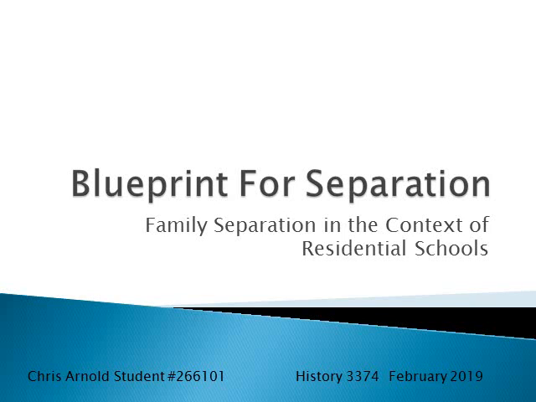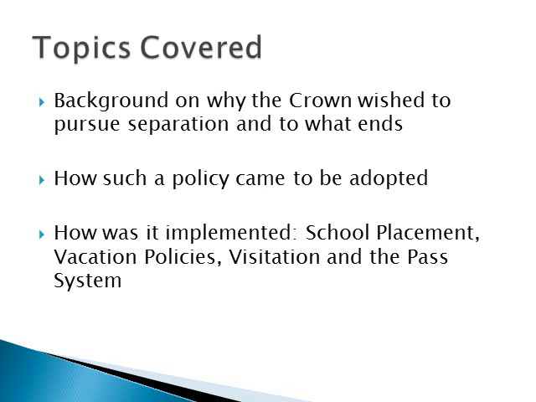Blueprint for Separation: Family Separation in the Context of Residential Schools. Topics covered in this presentation include background information on what motivated the Crown to pursue a policy of separation and what goals this was meant to advance. We will also address some key events in how the policy of separation came to be, and will review how it was implemented and enforced, specifically the placement of residential schools, the policies by which they were run and funded, and the pass system in place beginning 1885.